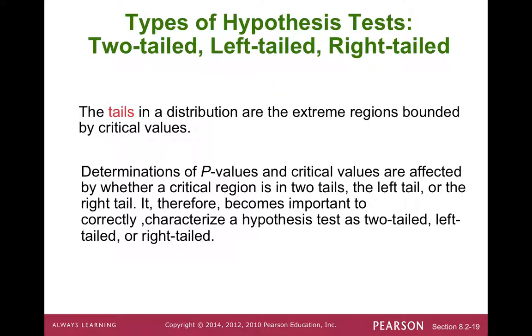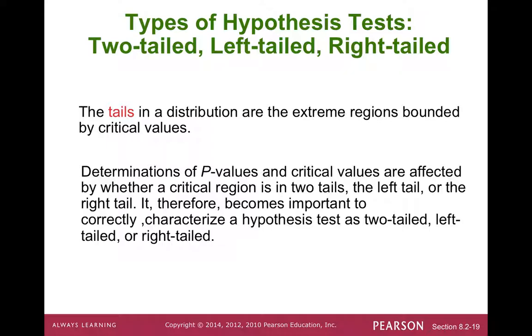Okay, so now that we've covered all of that, we need to talk about different types of hypothesis testing. So in hypothesis testing, you can have a two-tailed test, a left-tailed test, or a right-tailed test. And I'm going to show you what those things mean, but basically the tails in a distribution are the extreme regions, and there's a critical value, usually a z-score, that's going to separate those tails. And those critical values separate the values that are considered usual from the values that are considered unusual.